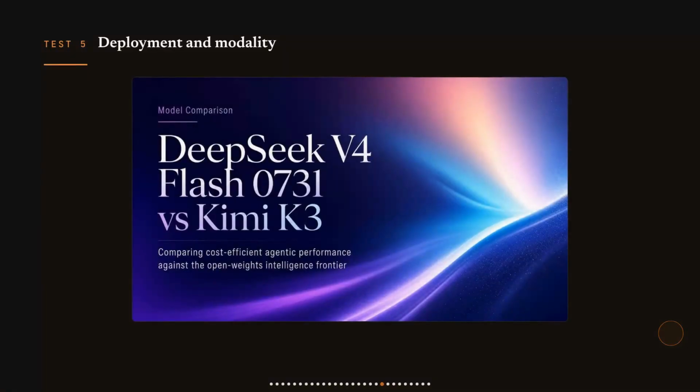Test 5, deployment and modality. So here's the failure mode I hear about a lot. You pick a model, build your whole pipeline around it, and then find out it's closed weight and you can't self-host, so your data leaves your infrastructure on every single call. For a production coding agent touching proprietary code, that's a real problem, and it's worth knowing upfront which model actually lets you run it yourself.